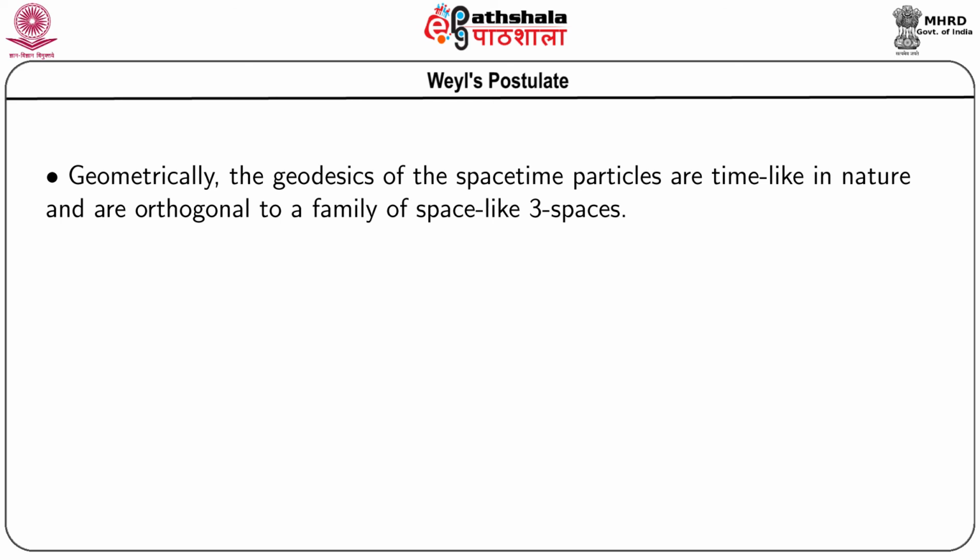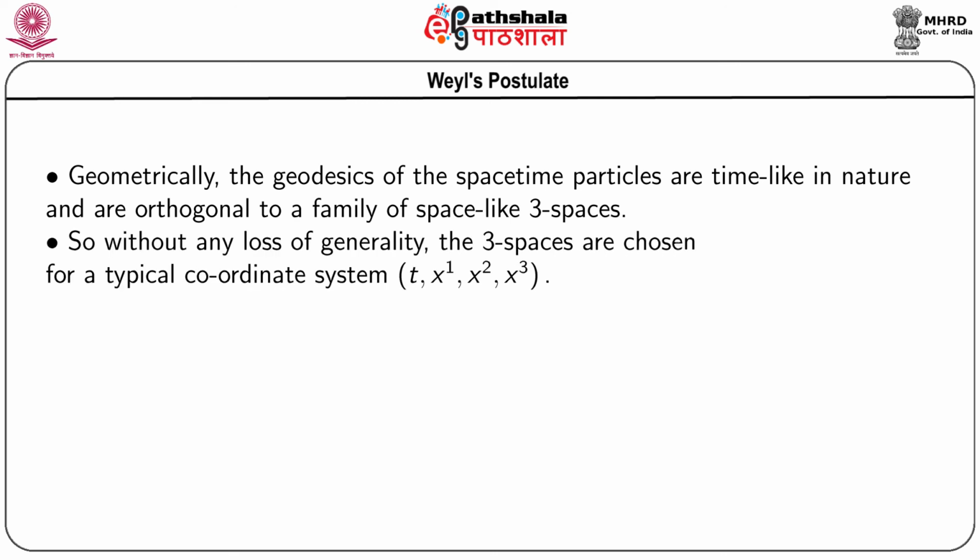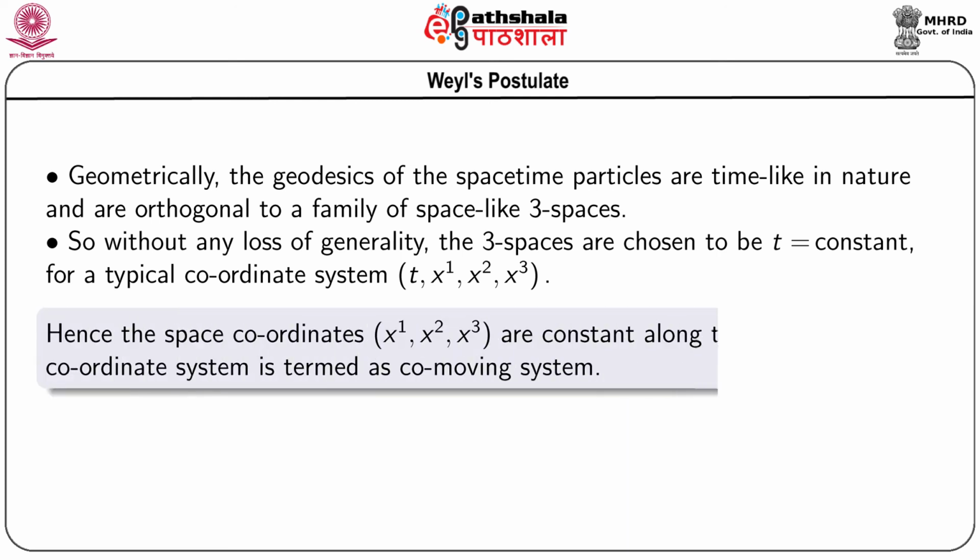Now, geometrically, the geodesics of the space time particles are time like in nature and are orthogonal to a family of space like 3 spaces. Without any loss of generality, the 3 spaces are chosen to be t equals constant for a typical coordinate system t, x1, x2, x3, and the space coordinates x1, x2, x3 are constant along the geodesics. Such a coordinate system is termed a co-moving system.